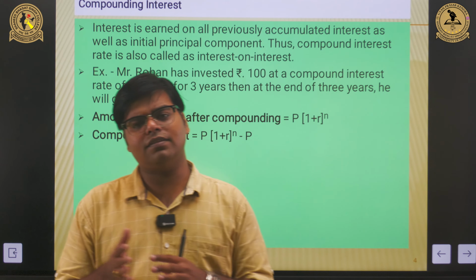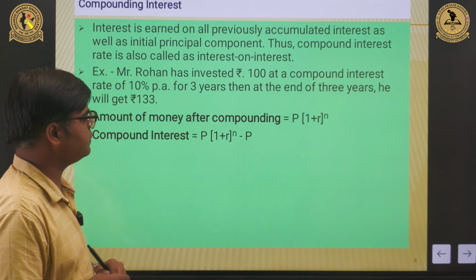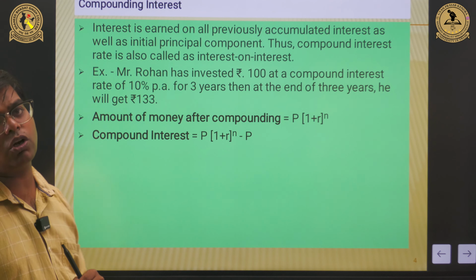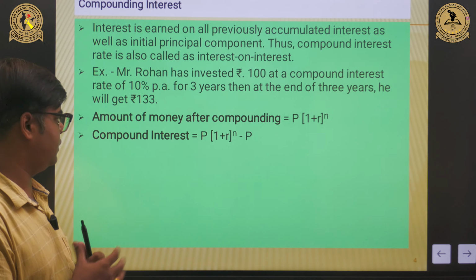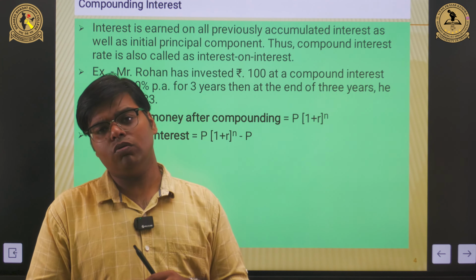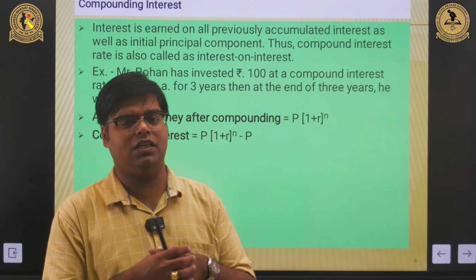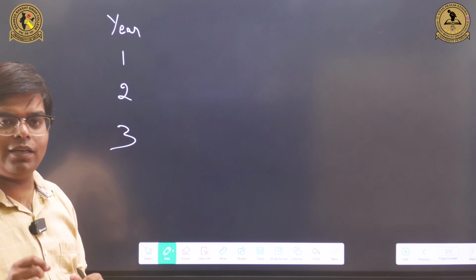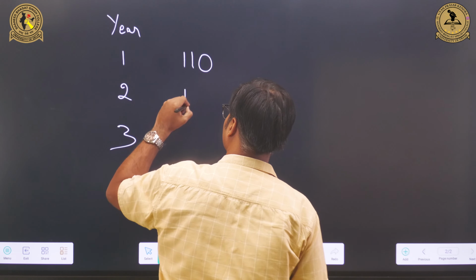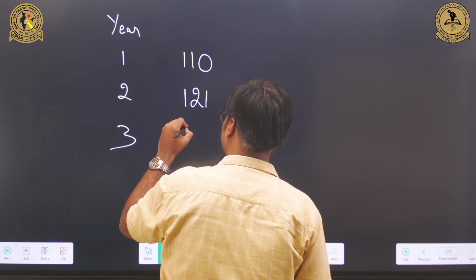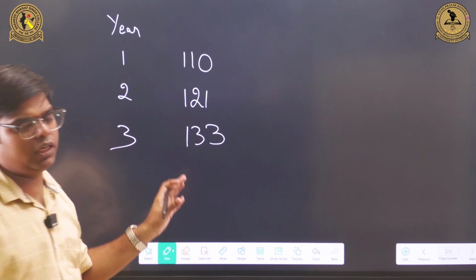Let us again take the same example. Mr. Rohan has invested 100 rupees at a compound interest rate of 10% per annum for a time period of 3 years. Now in such a scenario, you need to calculate how much amount he will get after 3 years. So the 100 rupees invested will become 110 rupees in year 1, 121 in year 2 and 133 in year 3.